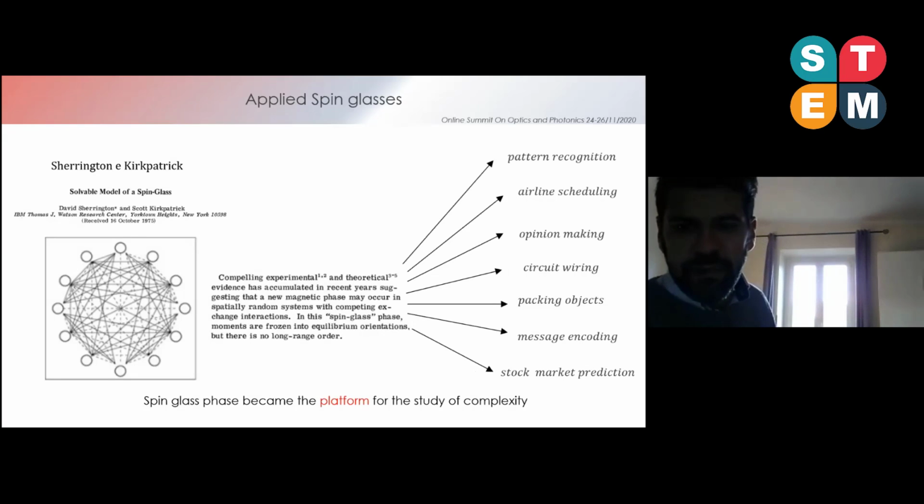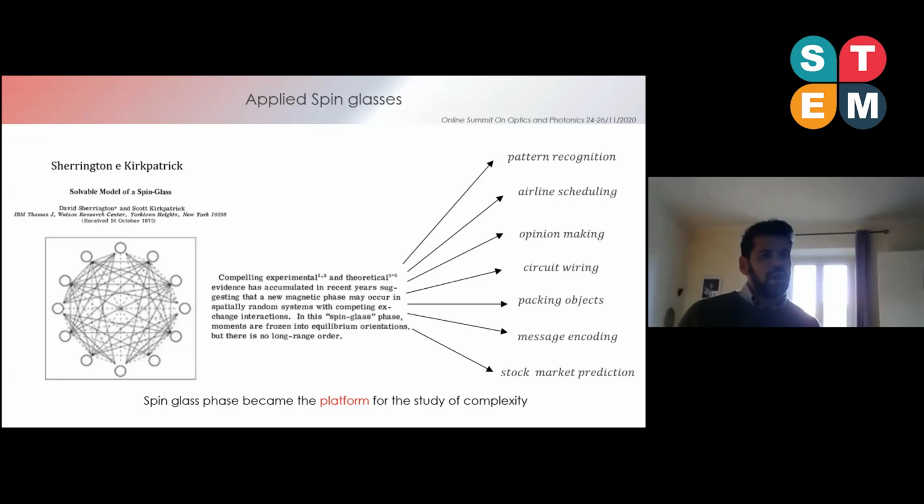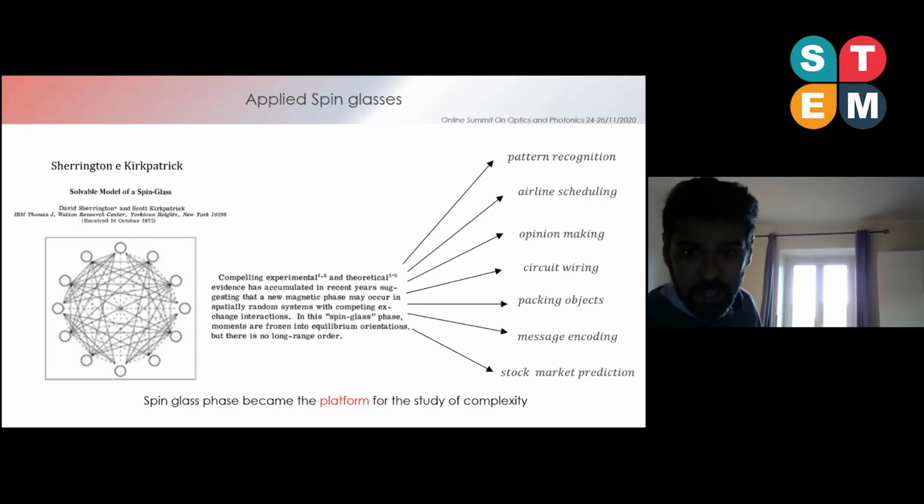And these systems are very interesting because you can study spin glass to model all the systems in which you have an agent which is trying to make a decision looking at the opinion of all other agents. Like, for example, in a stock market, you want to sell or buy stocks looking at what all the other people are doing. So spin glass is very useful for stock market prediction, opinion making, pattern recognition, circuit wiring, packing of objects, or airline scheduling.